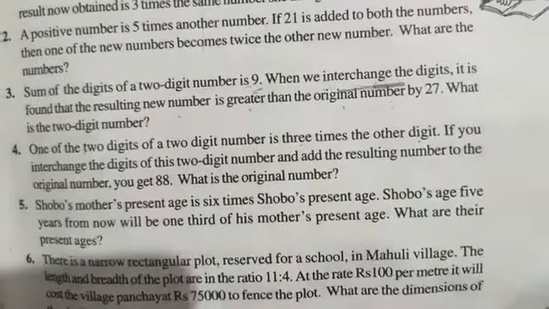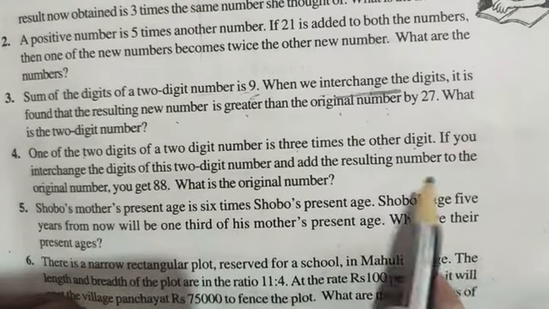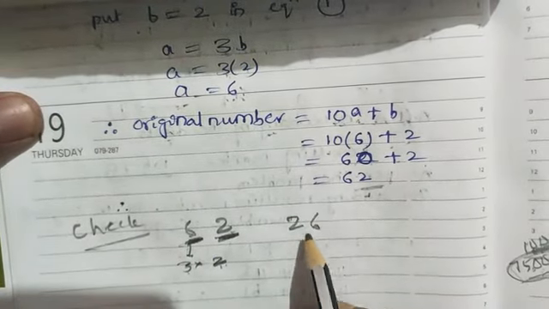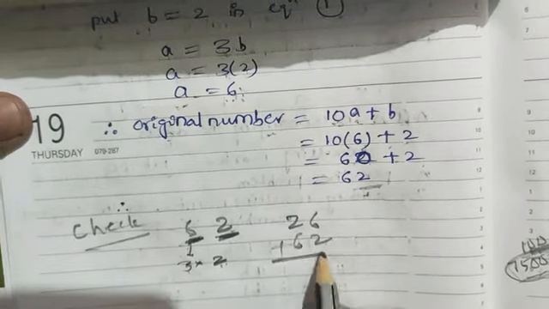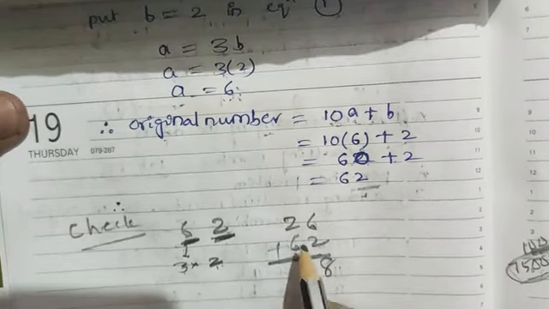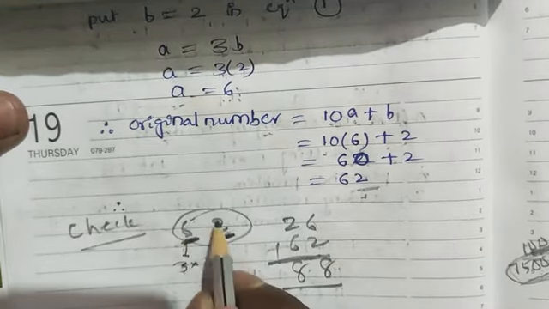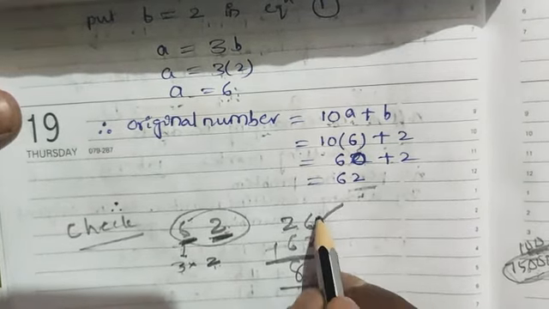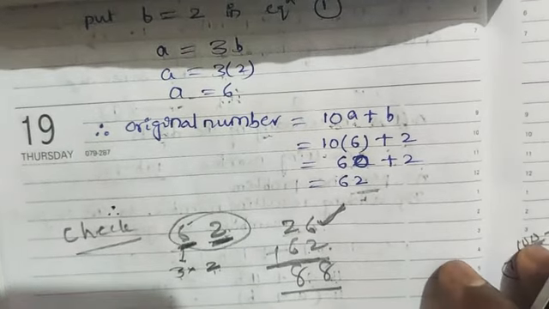Next, if you interchange the digits of the two digit number and add the resulting number to the original number, you will get 88. Interchange the digits: 6 and 2 if you interchange, you will get 26, and the original number is 62. If you add them, you should get 88. 6 plus 2 is 8 and 2 plus 6 is 8. So the original number, plus the number with interchanged digits, 26, gives you 88. So your answer is correct.